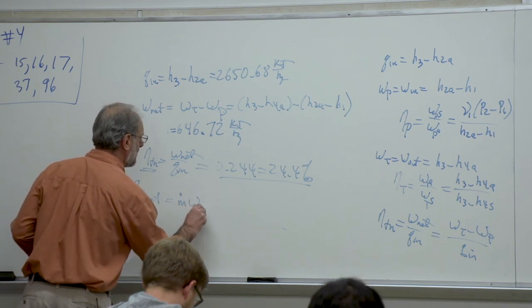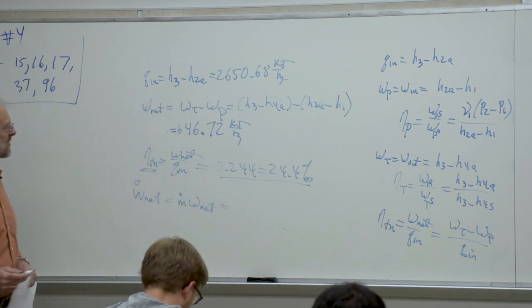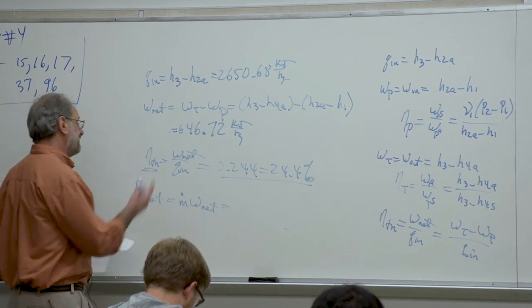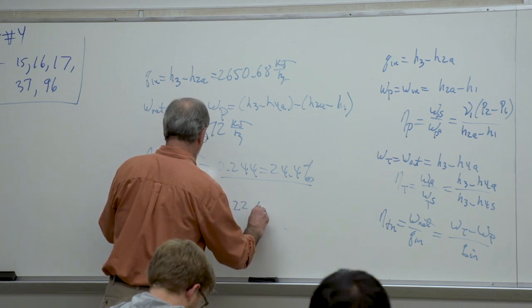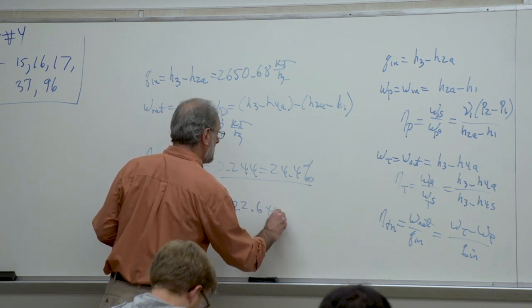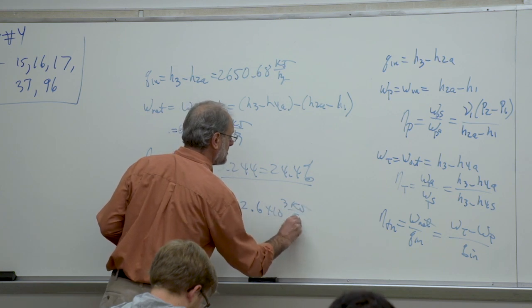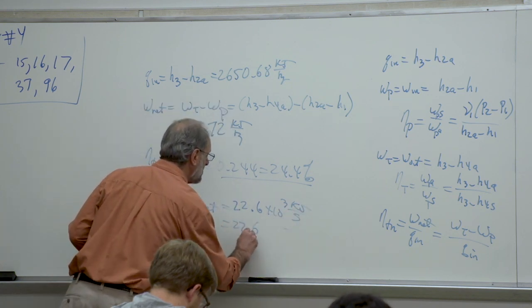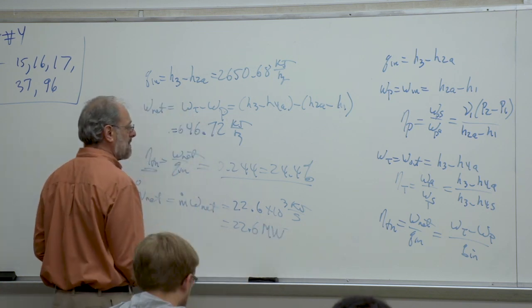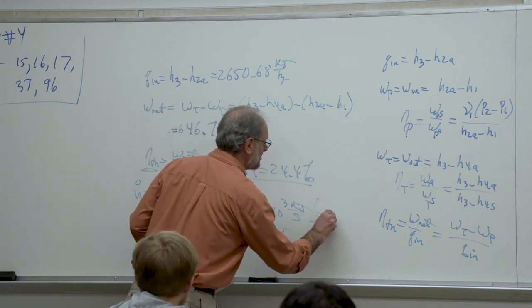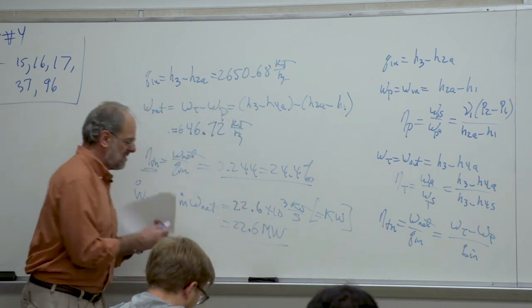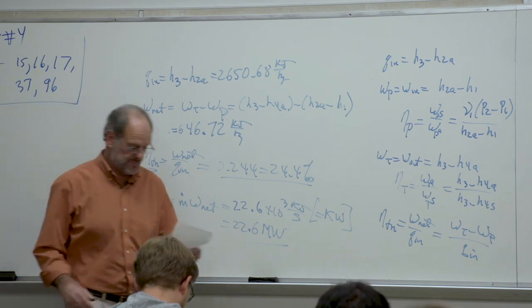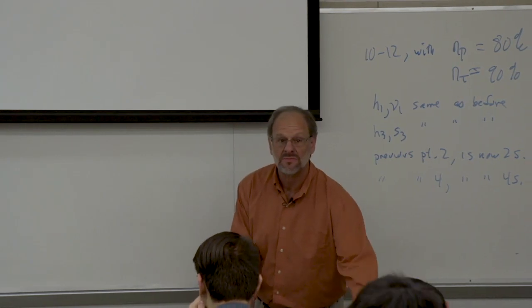And the net power is just the mass flow rate times the net work per unit mass. So again, I'll let you plug in the numbers. And we get 22.6 times 10 to the third kilojoules per second, or 22.6 megawatts. Of course, a kilojoule per second is a kilowatt, so we can show those units if we prefer. All right, so there is that particular problem. Any questions on how we solve this one?